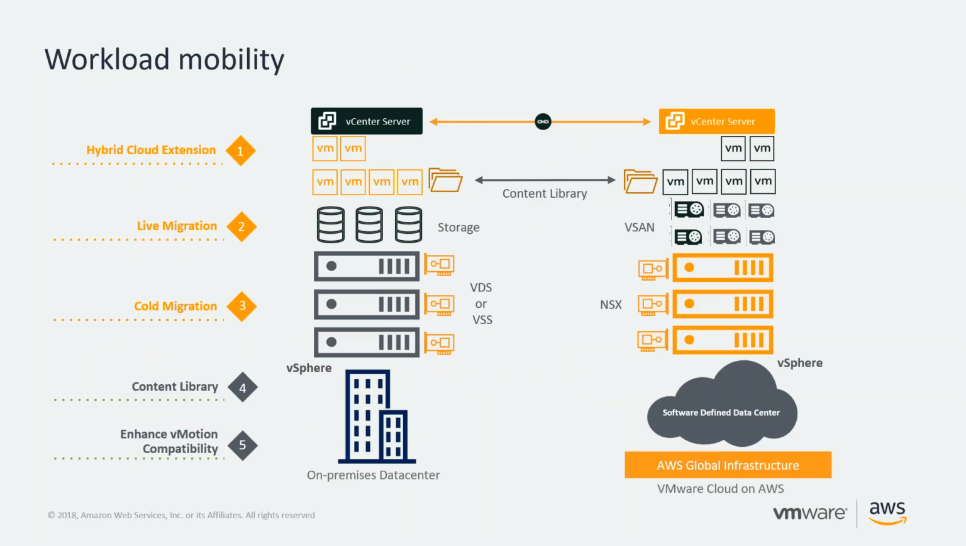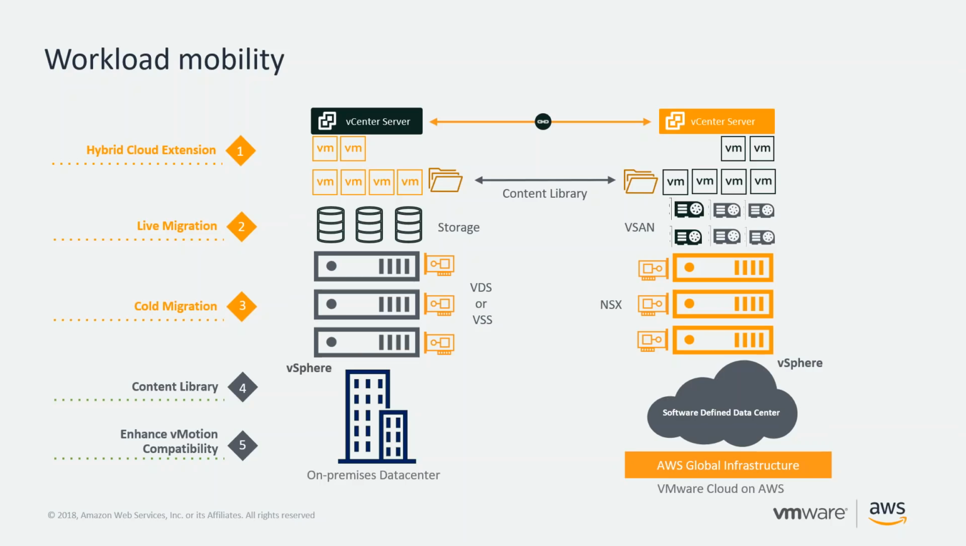And then with workload mobility, you do have several options that are available to you. So you can utilize even hybrid cloud extension, which is offered with VMware Cloud on AWS. You do have the option to even have a live migration take place. So let's say you want to vMotion a VM from on-premises to VMware Cloud on AWS. You do have that available to you. Maybe you want to even go forward with a cold migration. You do have that option as well.